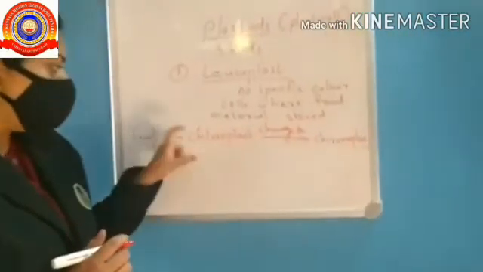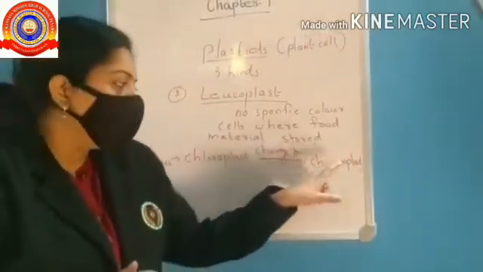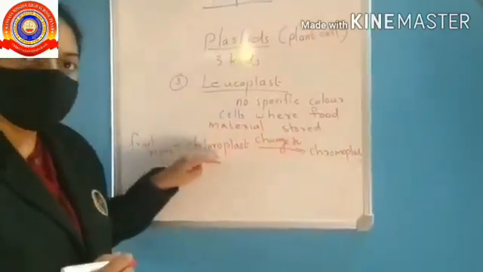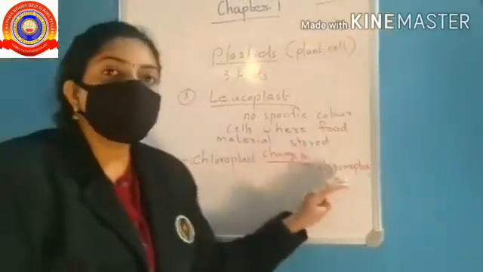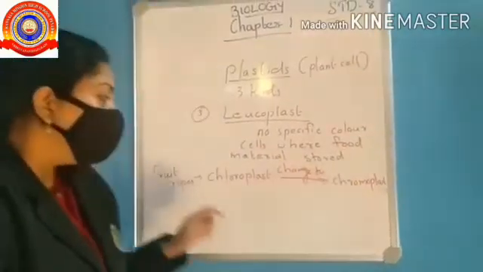In plants, when the fruits ripen, the chloroplast changes to chromoplast. An example, a green mango when it ripens, it changes to yellow in color.